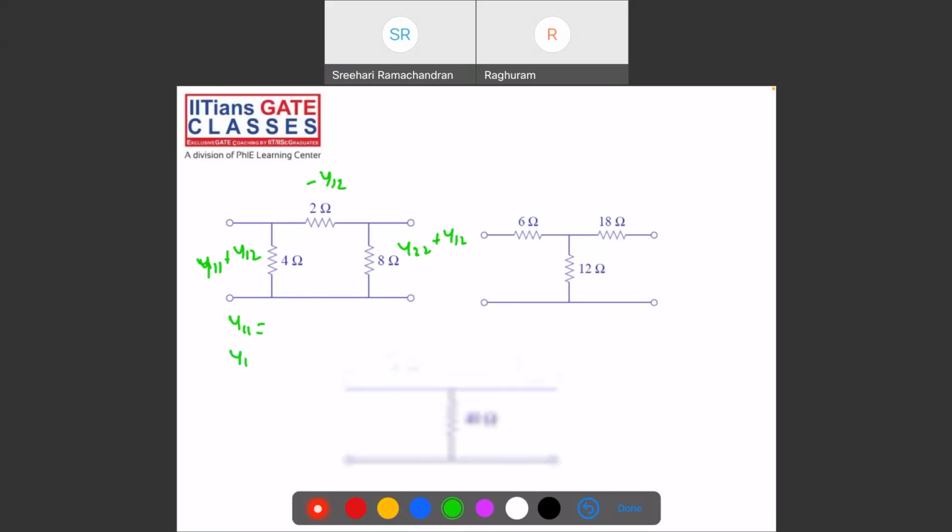Now I want Y11, Y12, Y21, and Y22. Tell me quickly. Find the Y parameters.